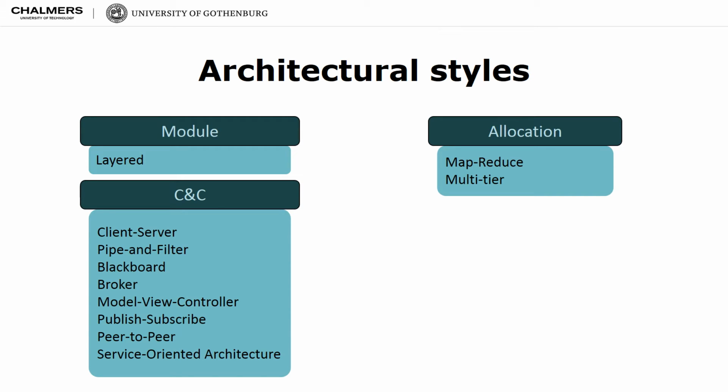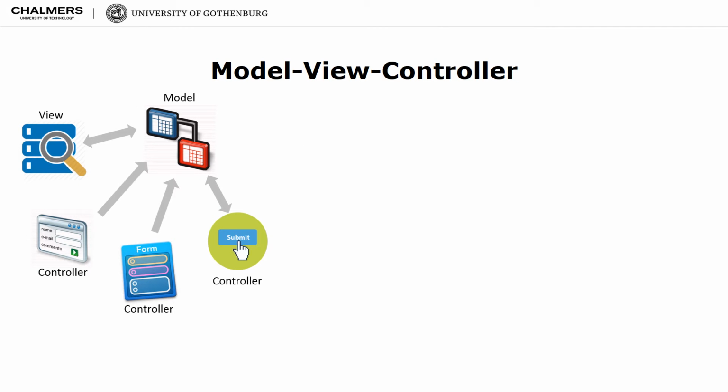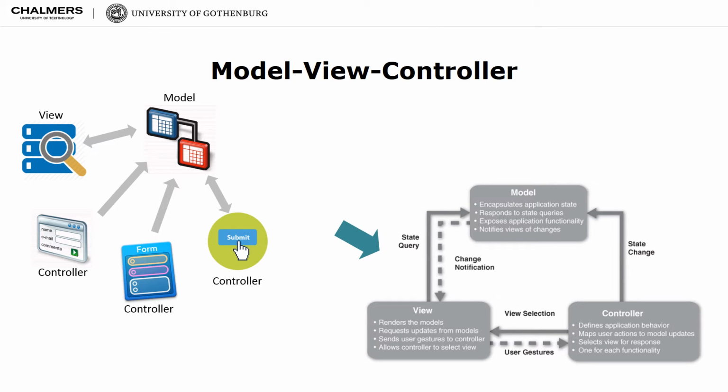Next, we discuss ModelViewController. The ModelViewController, or MVC, style separates the modeling of the domain, the presentation, and the actions based on user input into three separate logical elements. First, the model manages the behavior and data of the application domain, responds to requests for information about its state, usually from the view, and responds to instructions to change state, usually from the controller.